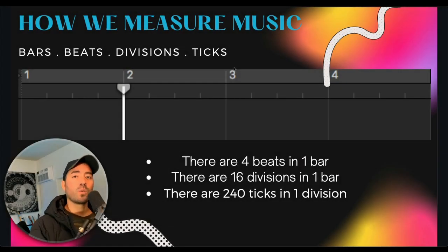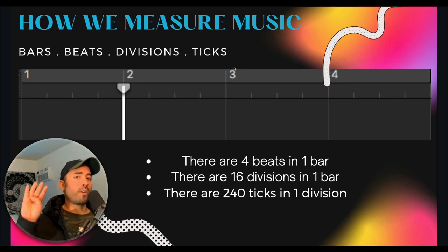Welcome back. So how do we measure music? What system do we use in order to measure and make sense of our world? Well, we use bars, beats, divisions, and ticks. Of course, this is the most fundamental basic stuff, but I do want to break it down. I do think it's important to get it done now. Strongly encourage you to keep working on this.